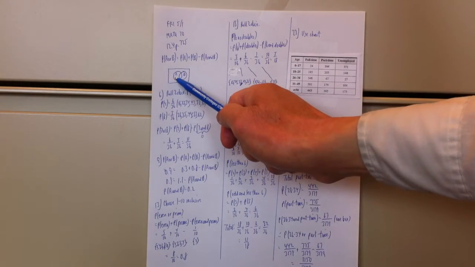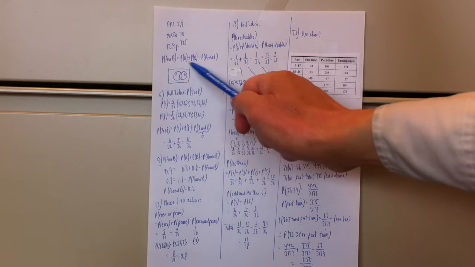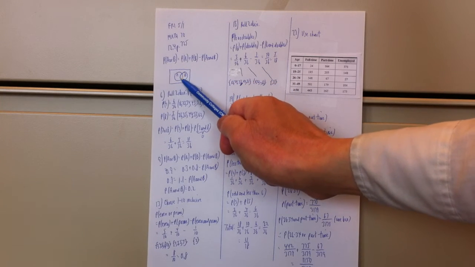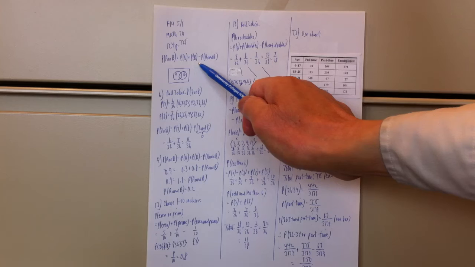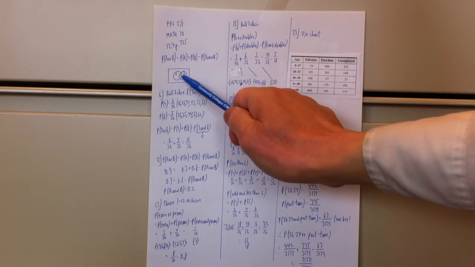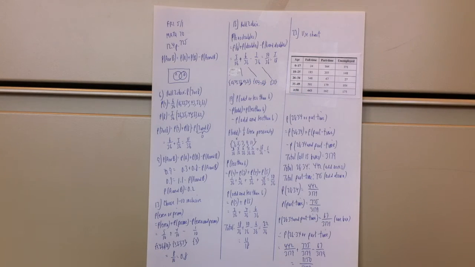You can see you can't just take the probability of A and add it to the probability of B, because this part right here would get double counted. So by the formula, you have to subtract the probability of A and B, that middle piece, otherwise it would be counted twice.